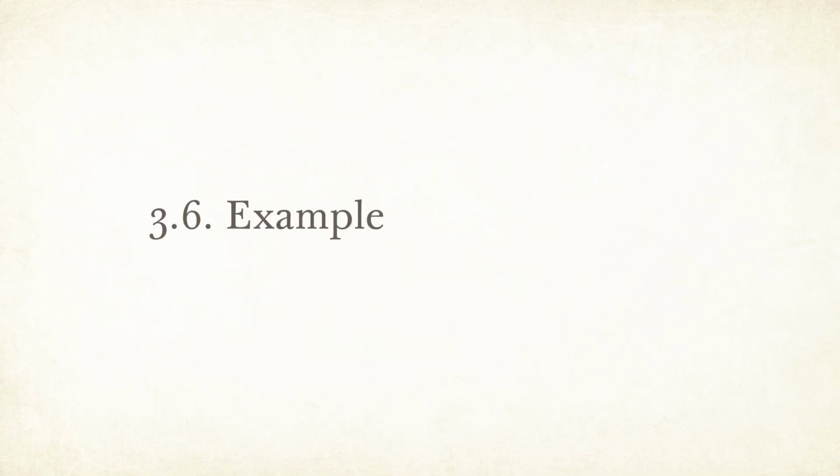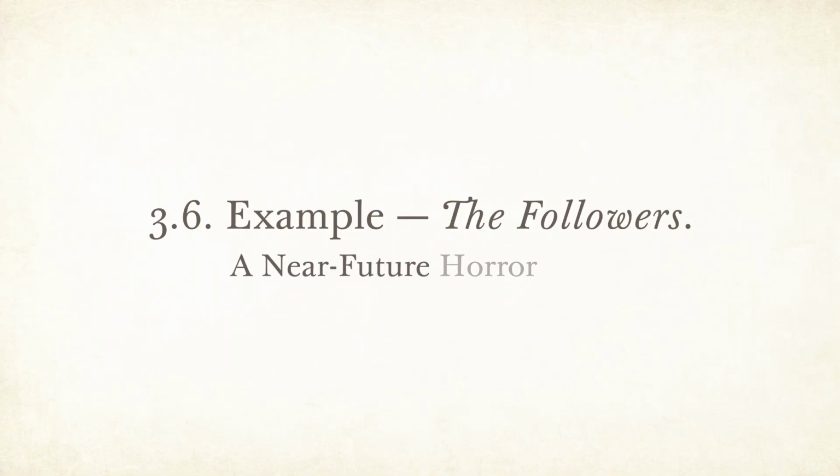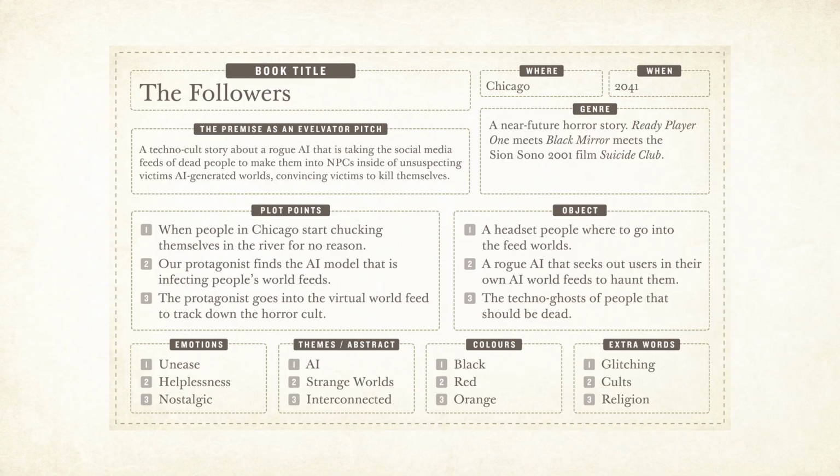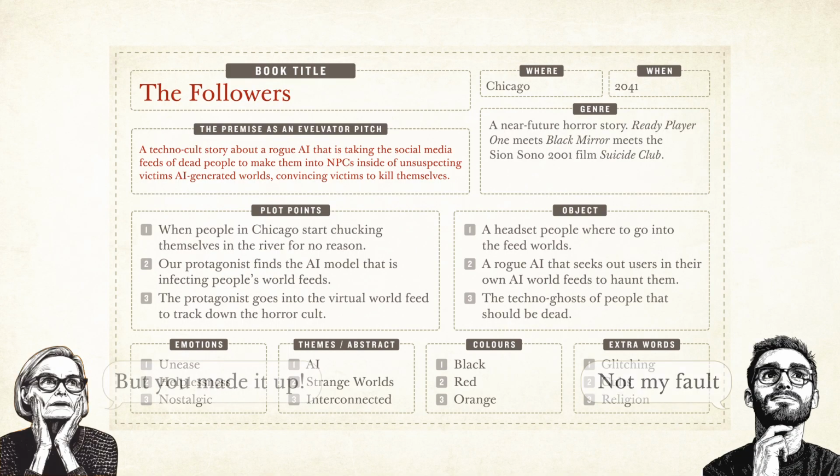3.6 example, The Followers, a near-future horror tale. Here's the final example I'm going to show you. It's a made-up book called The Followers, and the premise is a techno-cult story about a rogue AI that is taking the social media feeds of dead people to make them into NPCs inside of unsuspecting victims' AI-generated worlds, convincing victims to kill themselves. Yes, very jolly stuff. Don't blame me, I don't write these books.